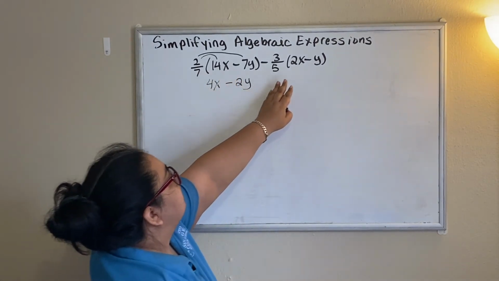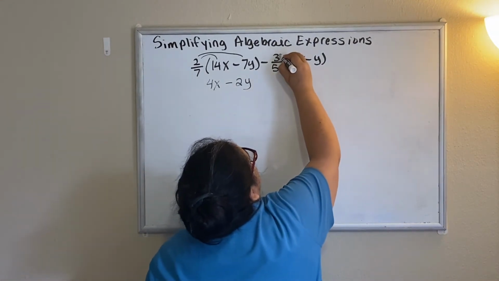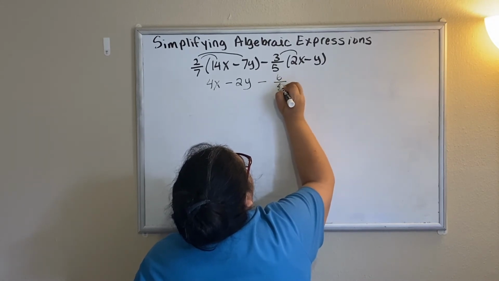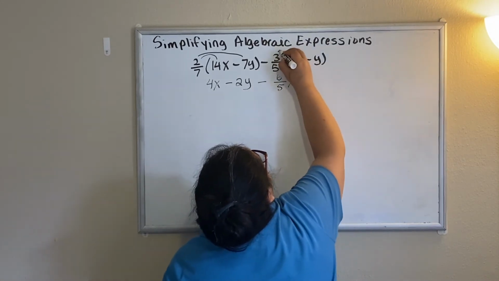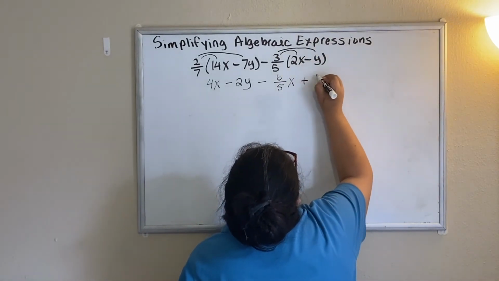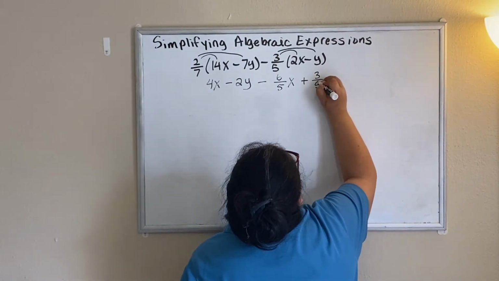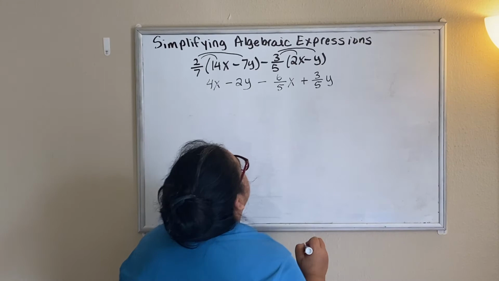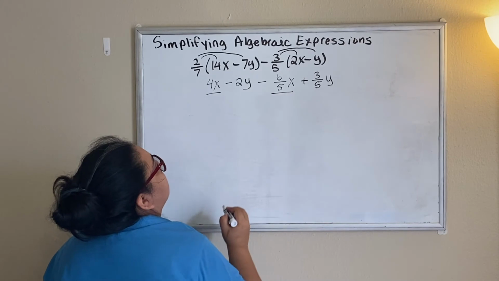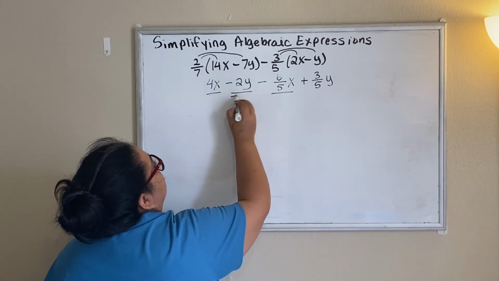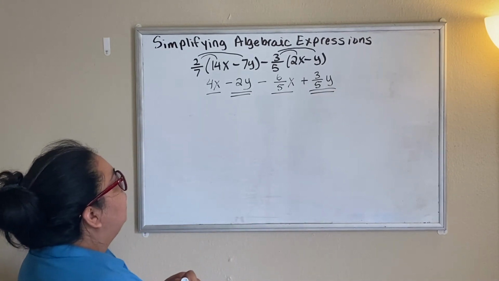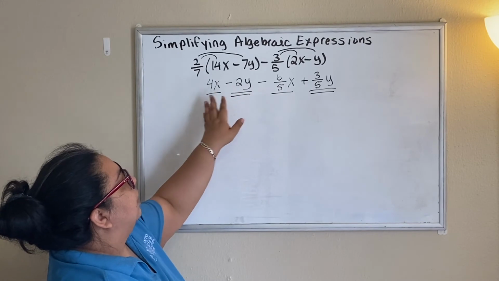simplification. Now we're going to move on to the second one, and we're going to distribute negative 3/5 to 2x, and that's going to be negative 6/5 x. Now we're going to distribute negative 3/5 to negative y, and that's going to be positive 3/5 y. And now we need to combine like terms. So we're going to combine 4x with negative 6/5 x, and we're going to combine negative 2y with positive 3/5 y.